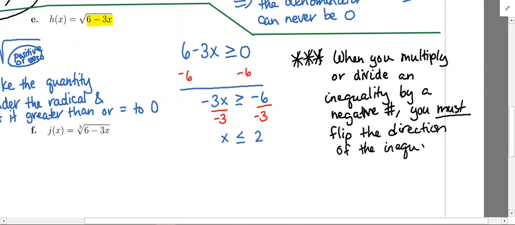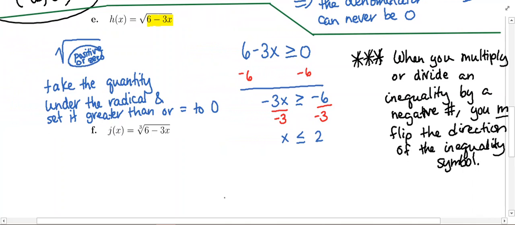Okay, please, please, please remember this. It will come up from time to time this semester. When you multiply or divide an inequality by a negative number, you have to flip the direction of the inequality symbol. All right, so this is actually the domain here.